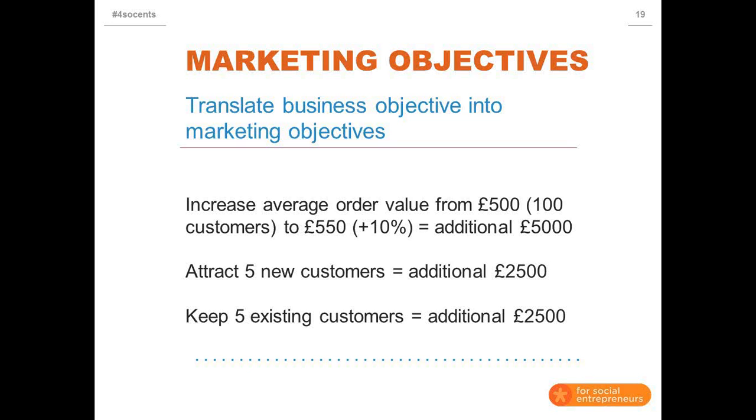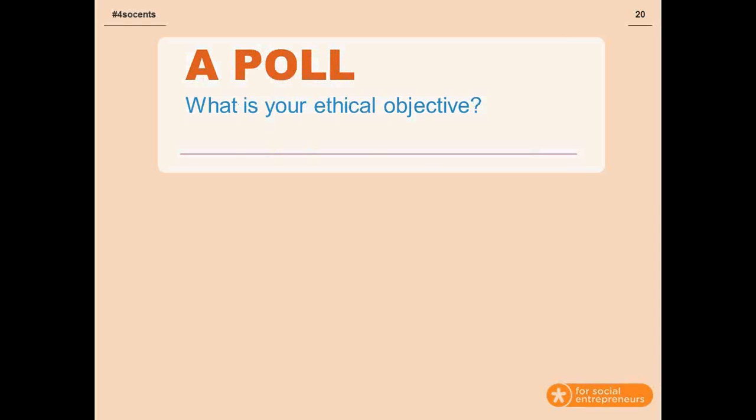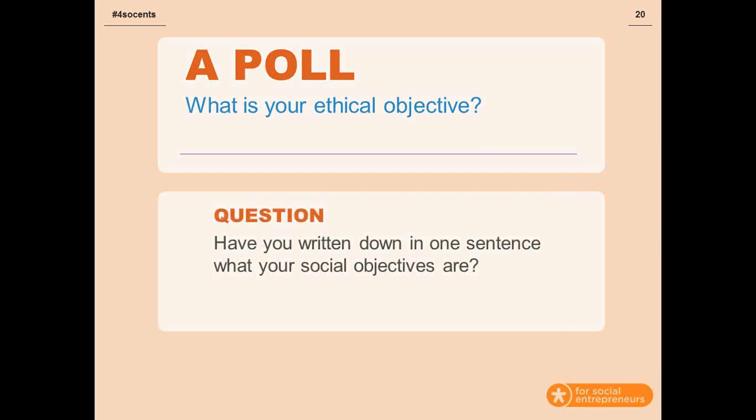Now we're going to move on to your ethical objectives, which, as I say, will be core to your business. And I wanted to just run a poll to see, have you actually written down in one sentence what your social objectives are? And again, it doesn't have to be typed or beautiful, but I just want to see if any of you have written that down.